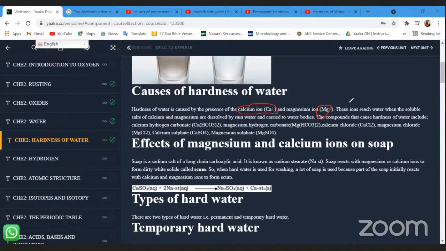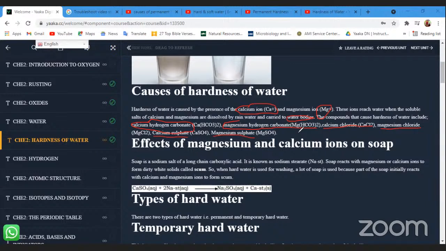Okay. So the source of calcium and magnesium are dissolved by rainwater and carried into water bodies, the springs, the lakes, the oceans. And the compounds that cause hardness of water include calcium hydrogen carbonate. So this is a calcium compound, which we call calcium hydrogen carbonate. We have magnesium hydrogen carbonate right there. We have calcium chloride, which is a salt also, and magnesium chloride. We also have calcium sulfate and magnesium sulfate. All these compounds cause hardness of water.